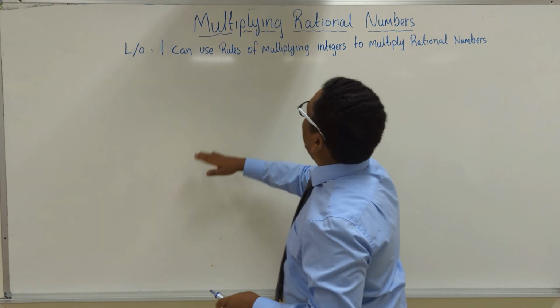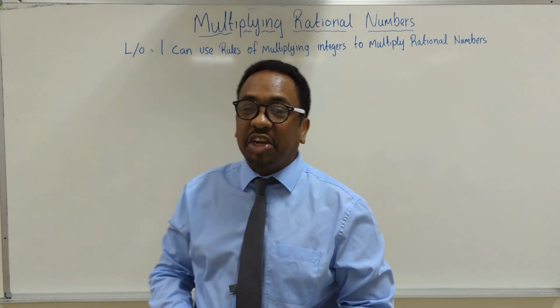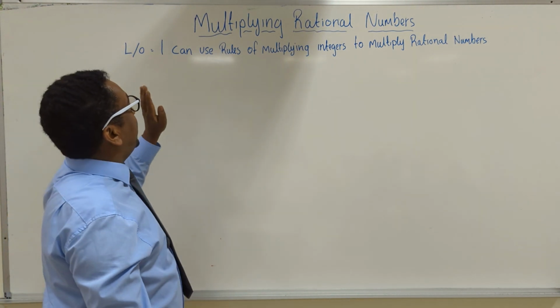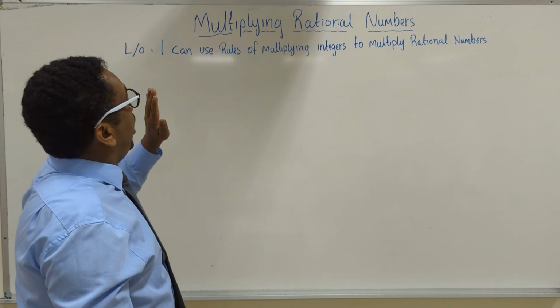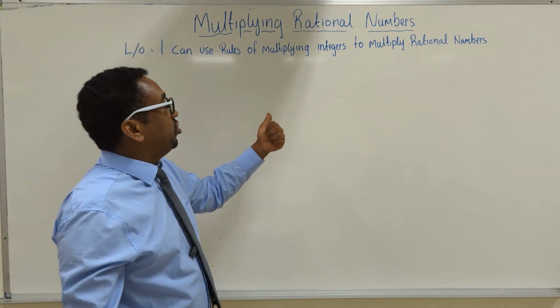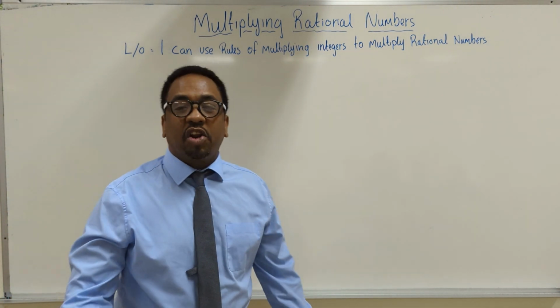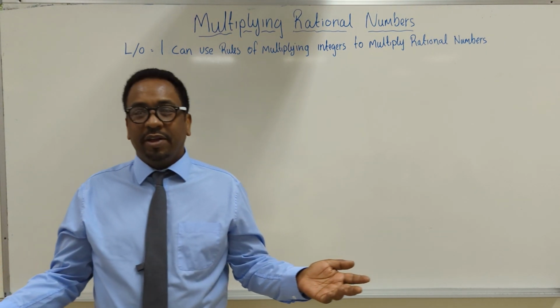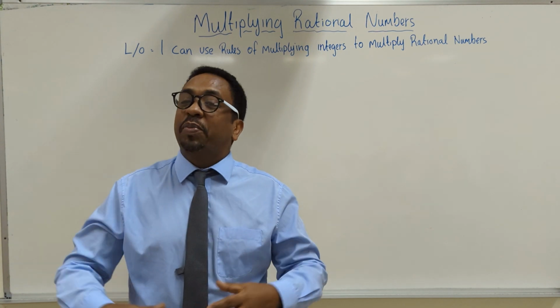Now, today we are learning multiplying rational numbers. So the learning objective is I can use rules of multiplication of integers to multiply rational numbers. We all remember what rational numbers are? Yes. So it could be decimals, it could be fractions.